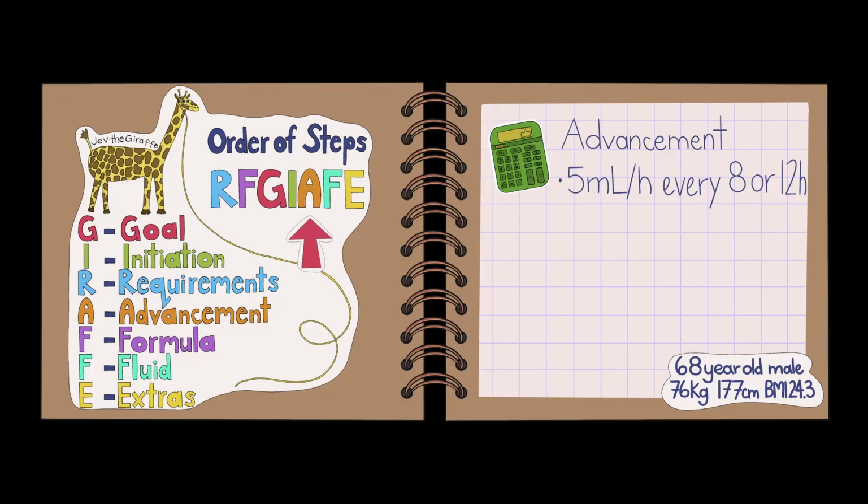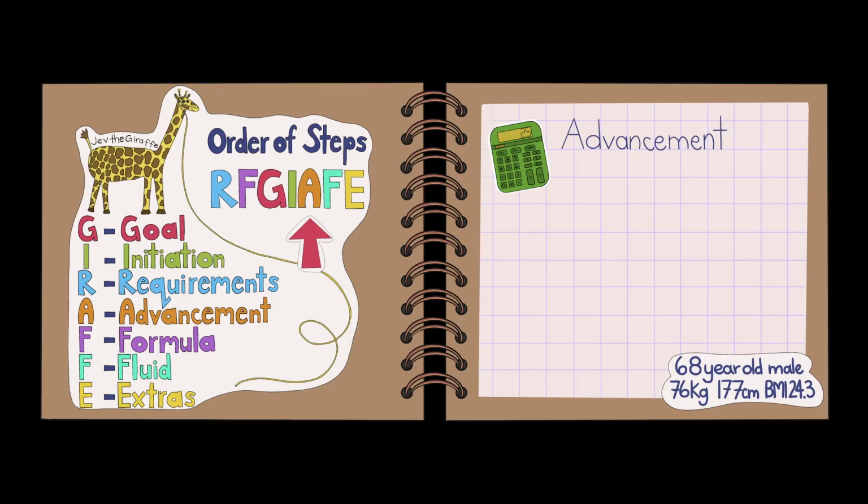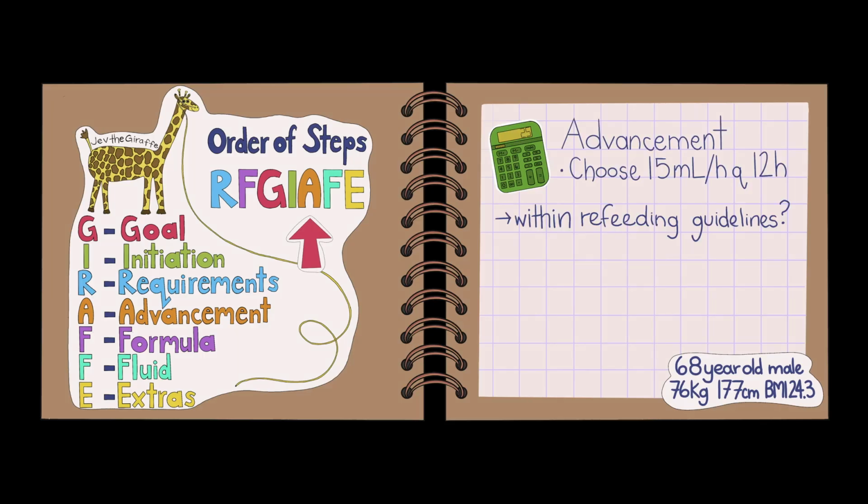That might look like 5 ml per hour every 8 or 12 hours, likely more in a high-risk refeeding or intolerance situation, 10 ml per hour every 8 or 12 hours, or 15 ml per hour every 8 or every 12 hours. Other advancement rates are also possible and appropriate. It all depends on how cautious or how aggressive you want to feed. For our case, we can try advancing by 15 ml per hour every 12 hours. We should double check that this is within the refeeding guidelines and that this will get us to the goal in a reasonable time frame.